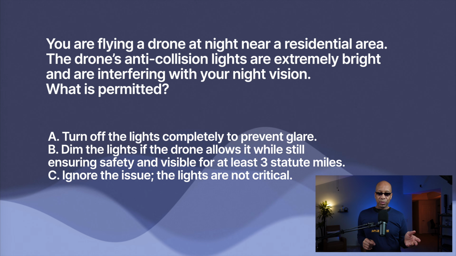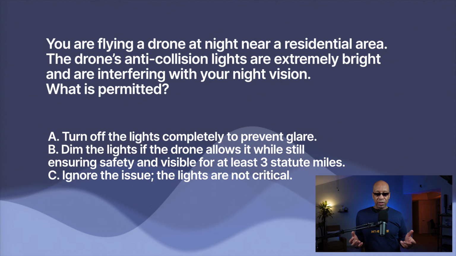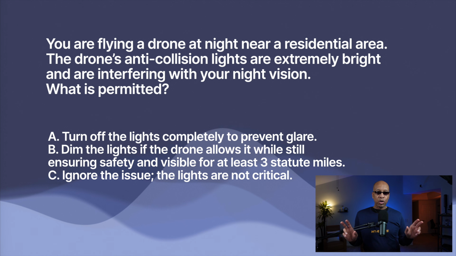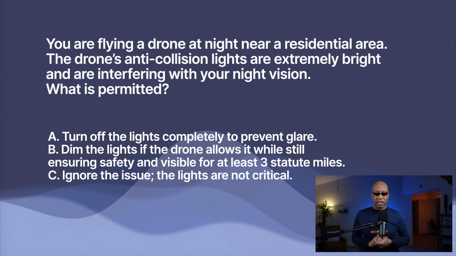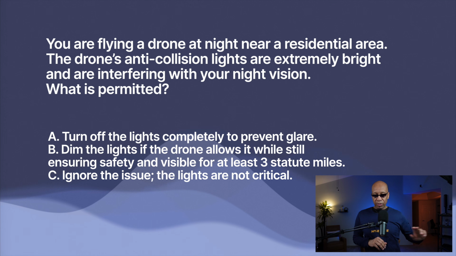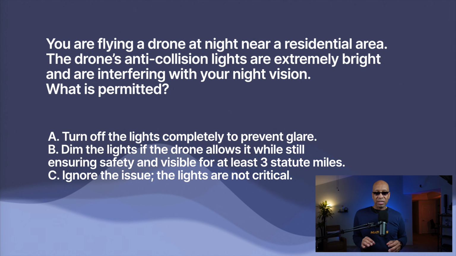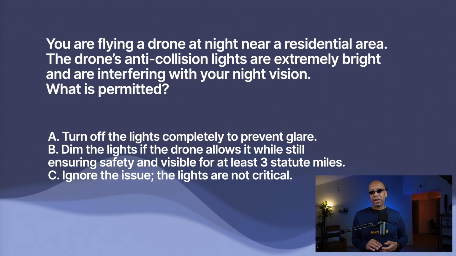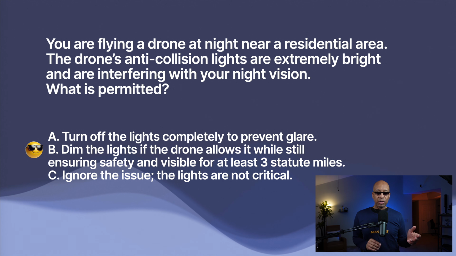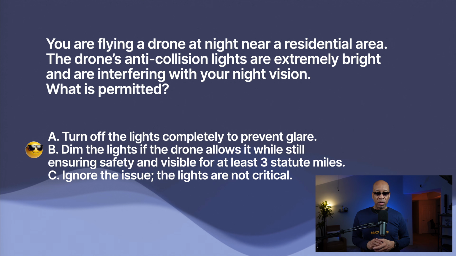Well, you already know that answer A is pretty much ridiculous because you're not going to be able to turn off your anti-collision lights at night, because they're required when you're flying at night. So answer A, you can just rule it out. Answer C is also a ridiculous answer because there's absolutely nothing that you're going to be ignoring when it comes to flying a drone, believe me. So the correct answer here is B, dim them when possible.